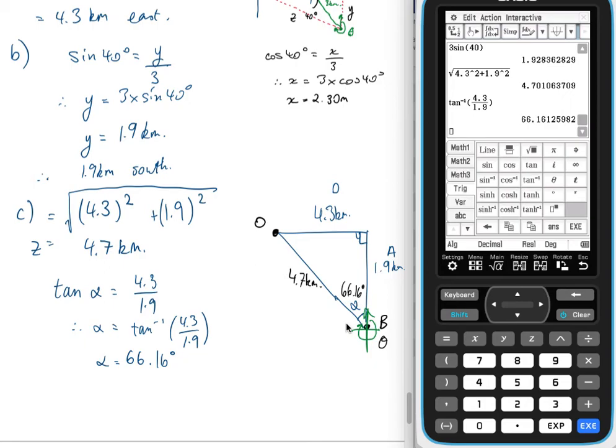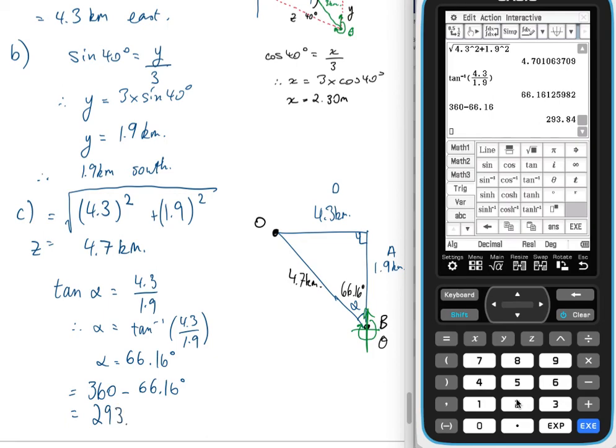So 360 minus 66.16 is 293.84 degrees true. And that's the angle he needs to spin around on. Now it doesn't say how to round, so we could just round to the nearest whole degree, 294 degrees true. Okay, and there's our answer.